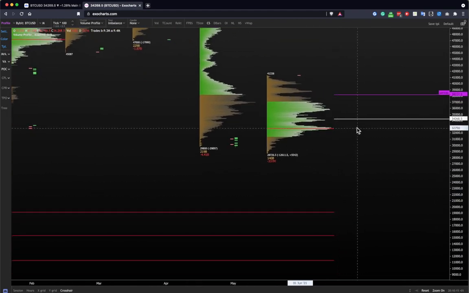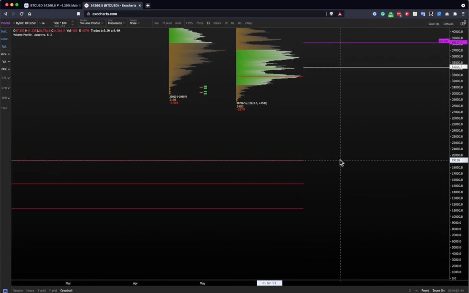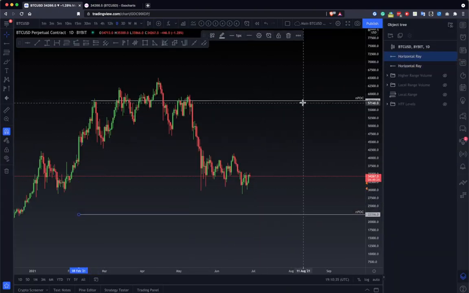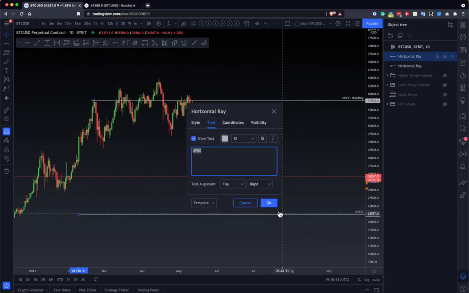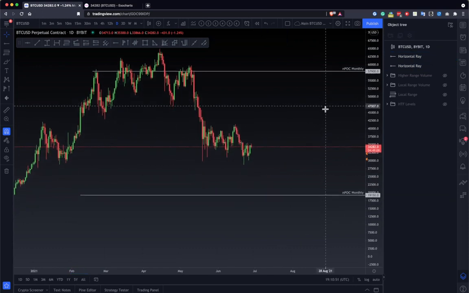Just want to remember this level, 32,750, is very important. If you lose that level and the range low, it is very likely to lose the range. 19,150. Obviously these are very strong levels, so the higher the time frame, the stronger the level is. So I have to add this 19,115.50.